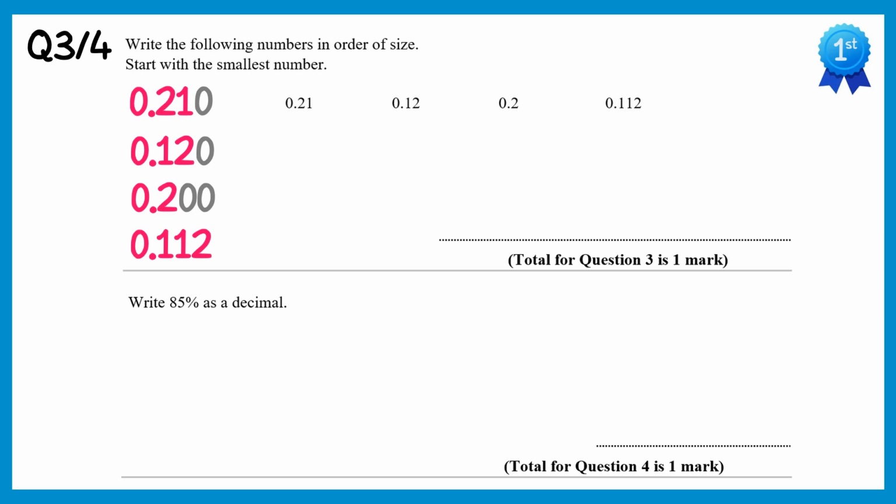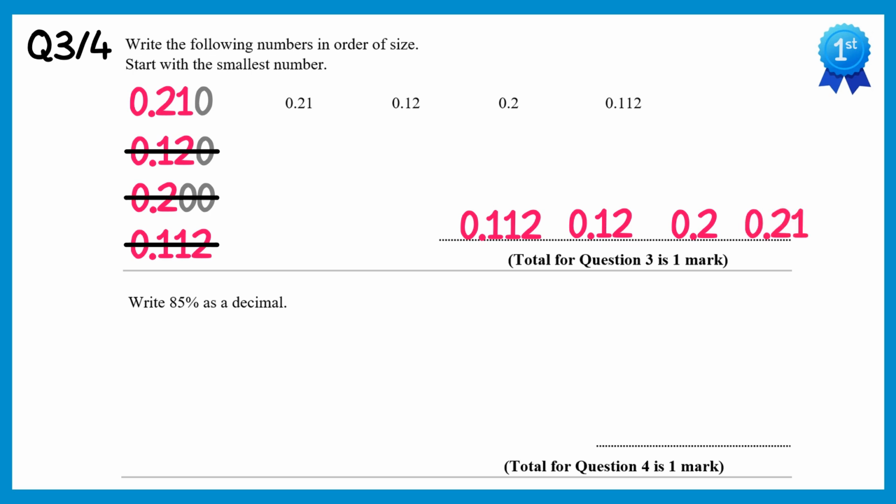It's now much easier to see which is the smallest number. So you should be able to see it's the last one, 0.112. So we'll pop that on the answer line and cross it off. Next, looking at the numbers, it must be 0.12, so that goes on the answer line, and we cross that as well. And the next one, 0.2, and we cross that one out, and the final one, 0.21.